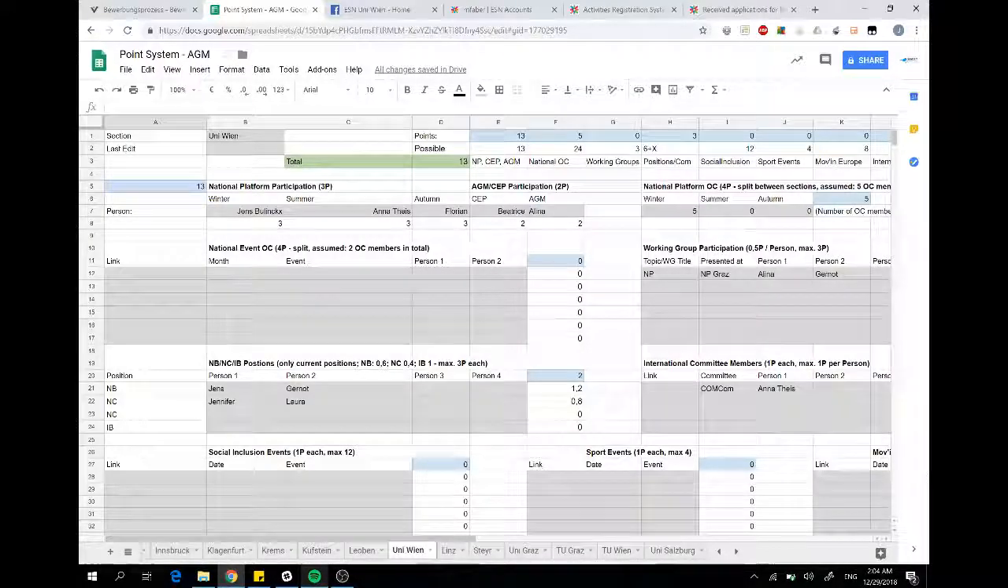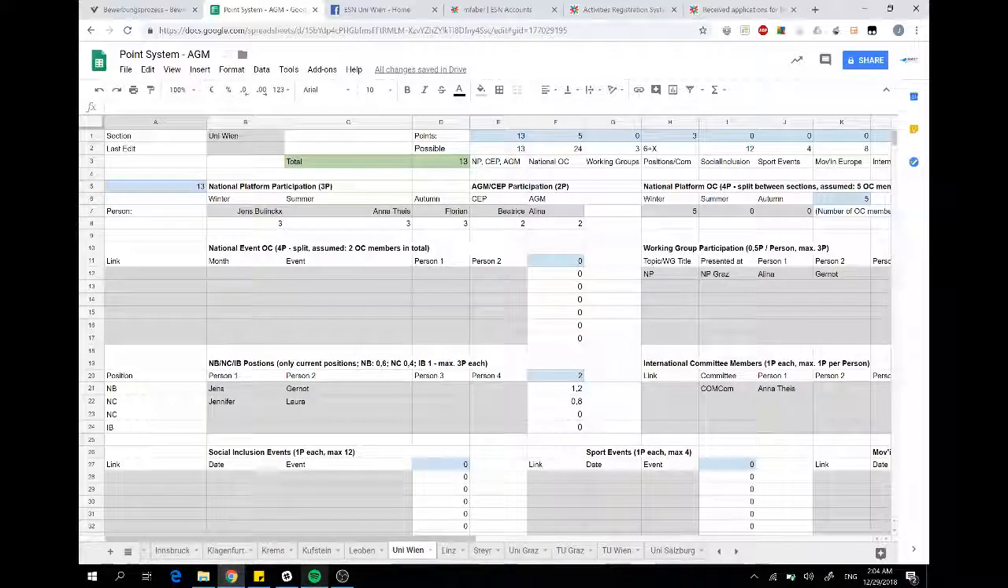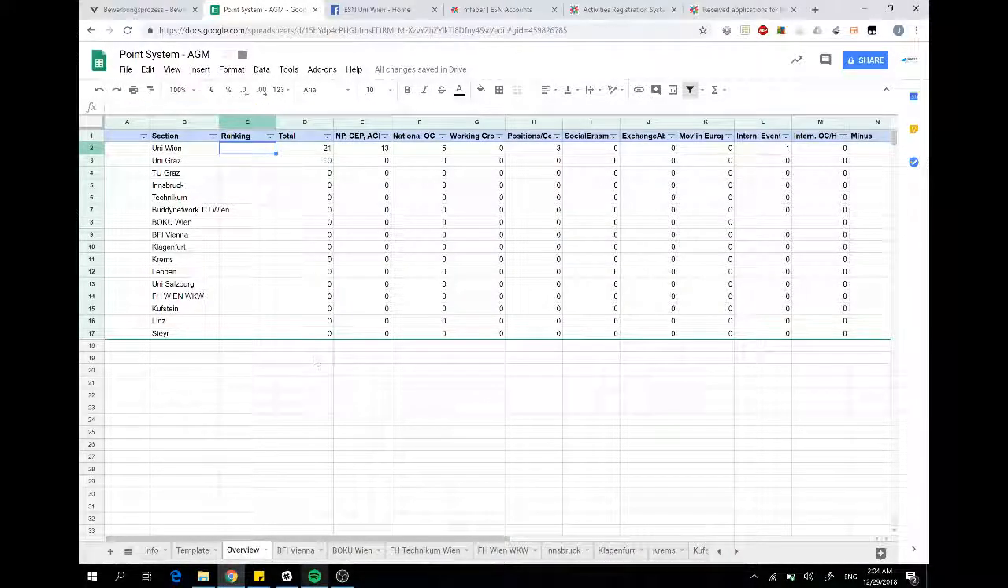So yeah, those are all the points. They will be counted up here. Right now it's on 13 because I didn't properly finish the Univin one. And that's all you do. In the end, there will be an overview here to see the ranking of the sections as well. And based on this, you will get AGM spots. So I hope this was clear, and if you have any more questions, feel free to ask me.